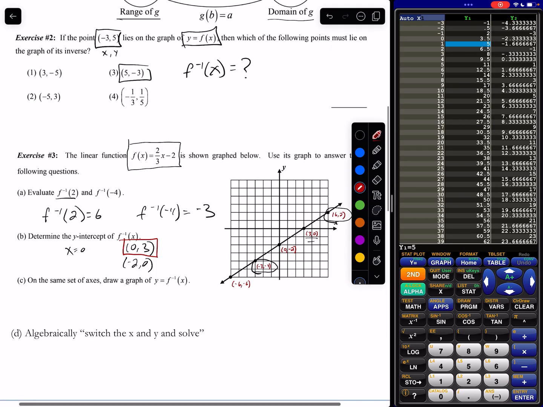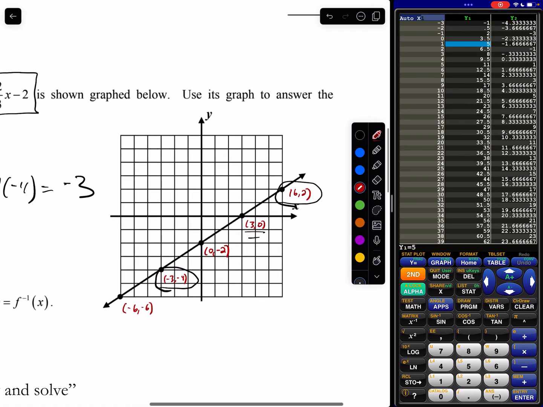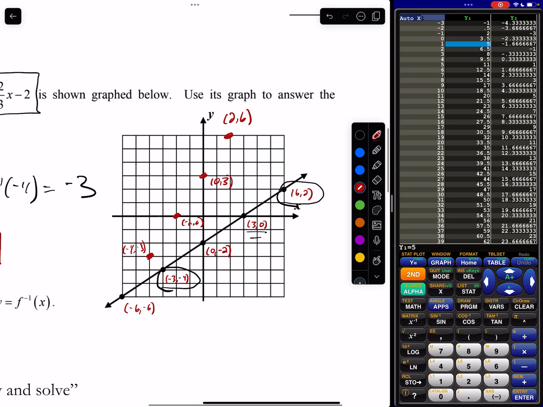Let's graph it. All right, so all I'm going to do is switch the x and y points here. So instead of 6, 2, what I'm going to do is 2, 6. And instead of 3, 0, I'm going to put the point 0, 3. And instead of 0, -2, I'm going to choose -2, 0. And then switch this around, -3, -4 is going to switch around to -4, -3. And you're going to see that point, 6, -6, is going to remain the same.